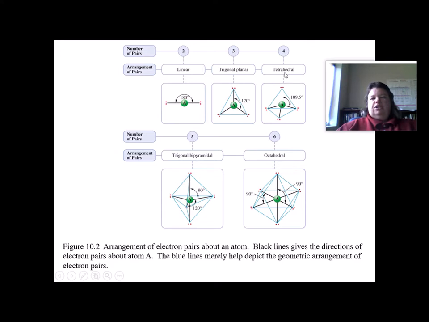Tetrahedral comes from the word 4-sided, okay? And so, again, that has 109.5 degrees. And this is three-dimensional, so this back line back here is going into space. And this line here is coming out of the page.